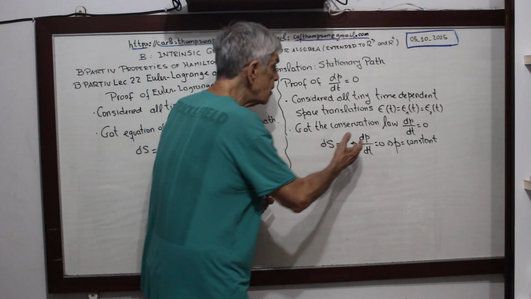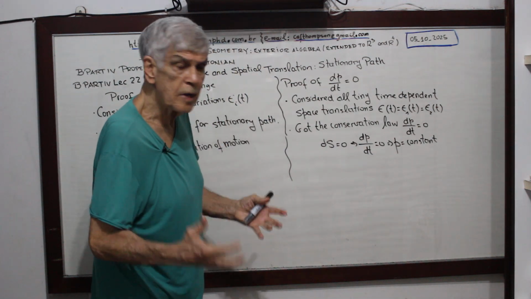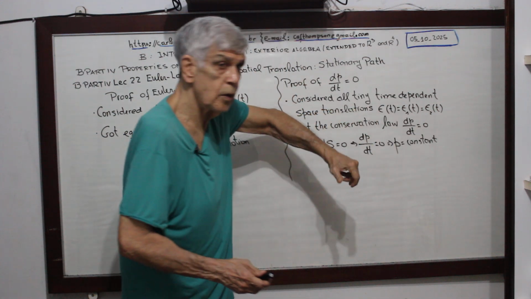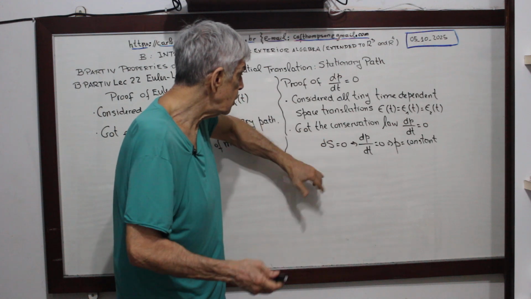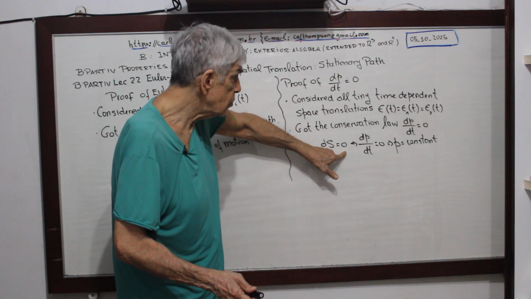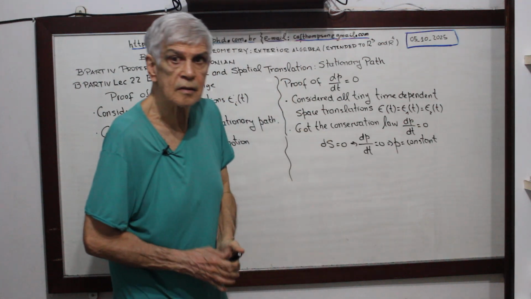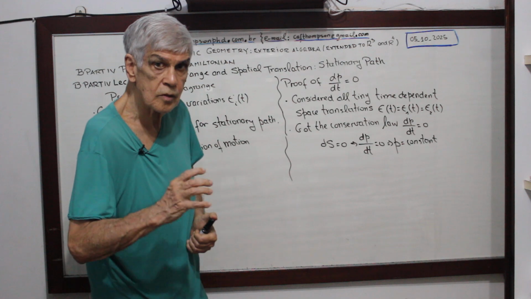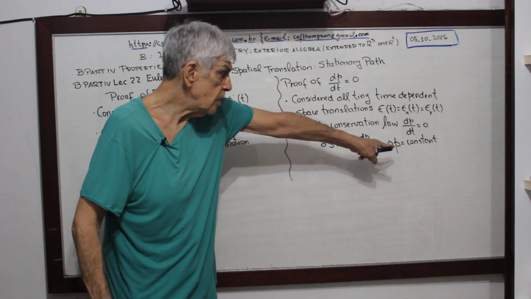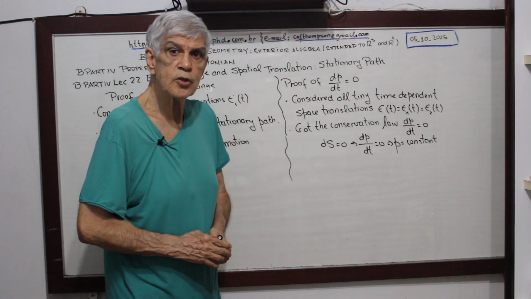Now we got the conservation law, dP/dt is equal 0. P is the total momentum. So the time derivative of P is equal 0. We got that. Then we conclude that for a stationary path, when you set delta S equal 0, this also implies that P is constant. P is the total momentum. This is conserved momentum. When the particle moves, the momentum is conserved under spatial translation.